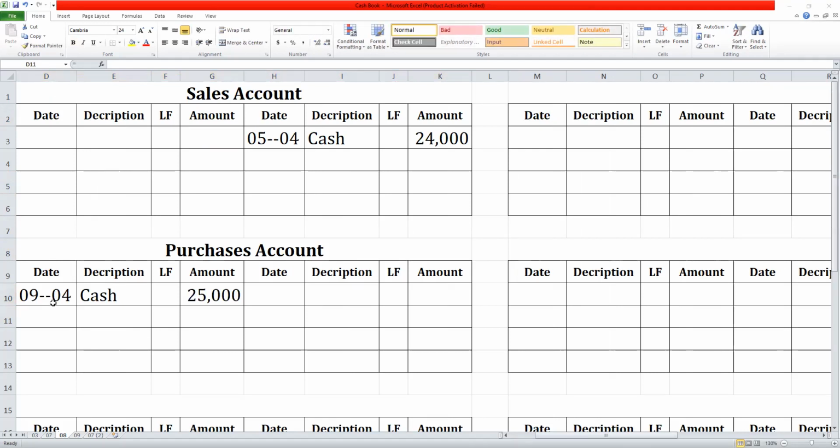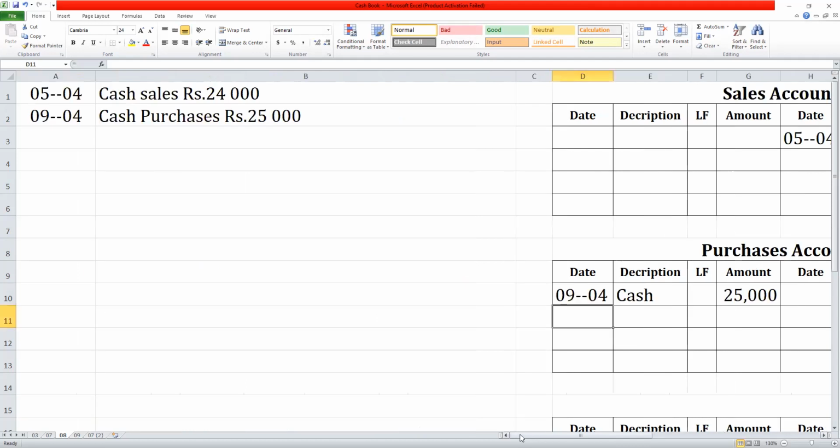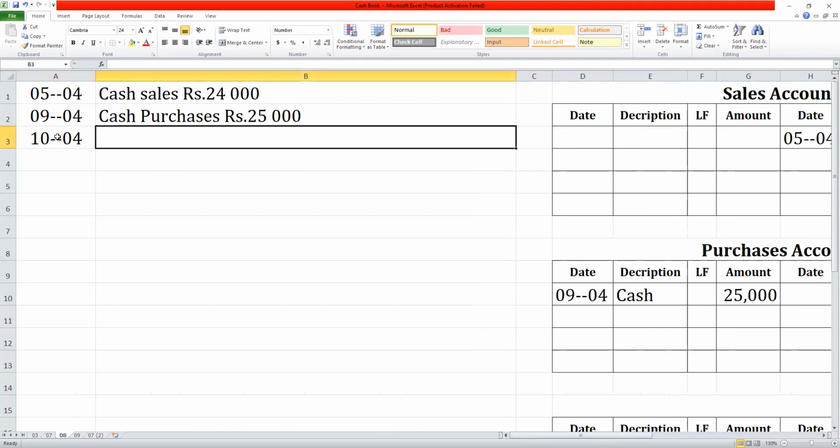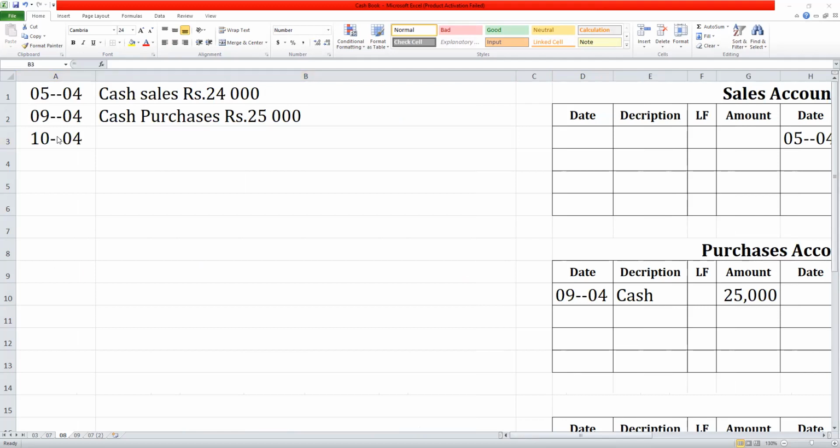Okay, good. The next date is 10th of April. Can you describe that transaction, please? Refer to the date. The next date is 10th of April, not 11th. What is it? Cash book is debited by 30,000 and the description is bank loan.